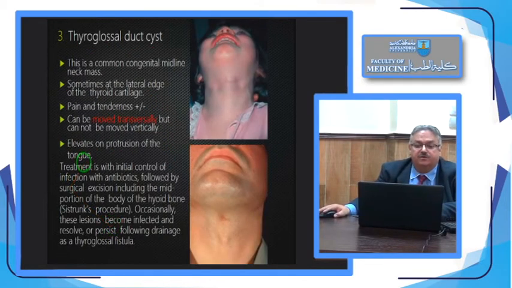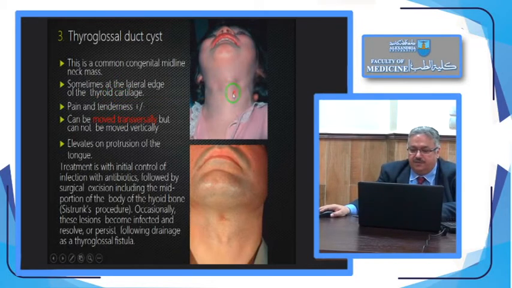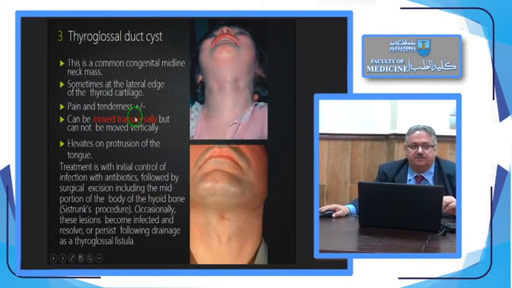Number 3, thyroglossal duct cyst. Thyroglossal duct cyst is a common congenital midline neck mass. We see them a lot. Sometimes at the lateral edge of the thyroid cartilage. So it's a midline neck swelling, but sometimes it deviates to the lateral border of the thyroid cartilage. Here, this is the cyst. Pain and tenderness plus or minus according to whether it is secondarily infected or not.